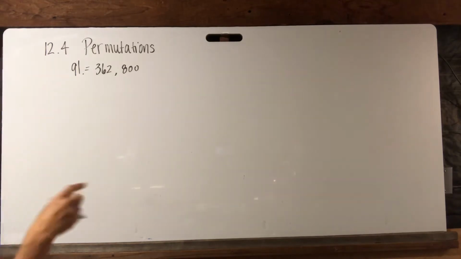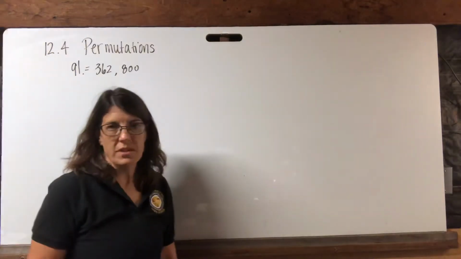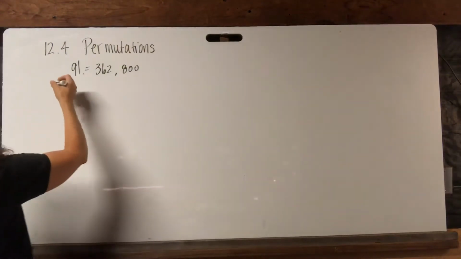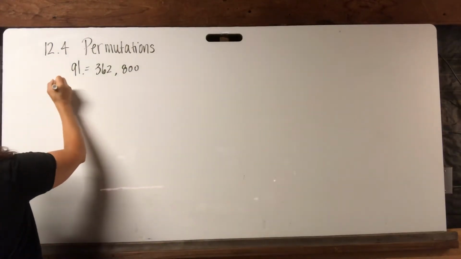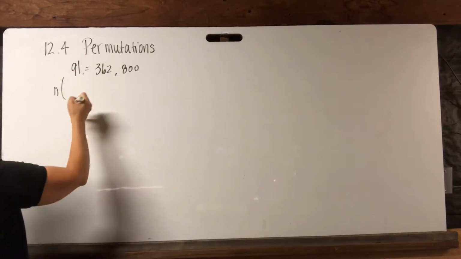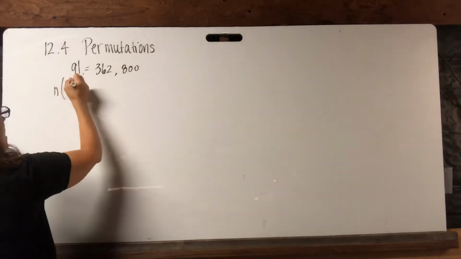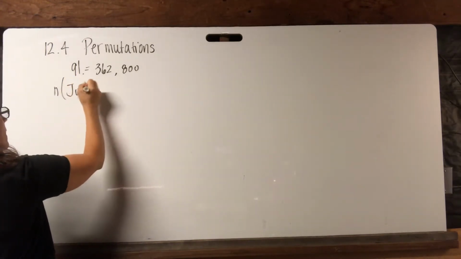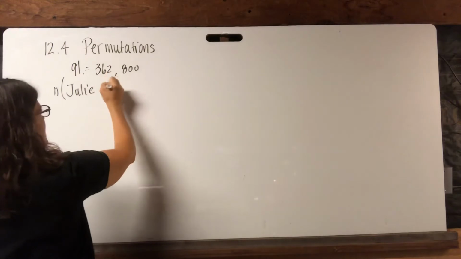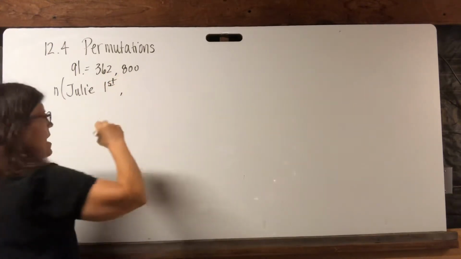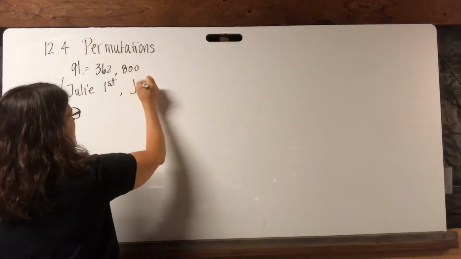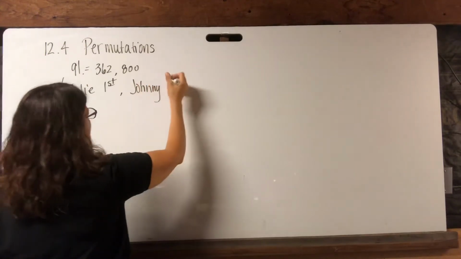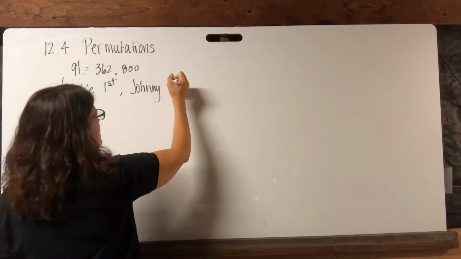Oh, number 16 has 11 players. We're just going to deal with this. Okay, so I want to know the number of ways that Julie plays first base and Johnny plays, let's say, left field.